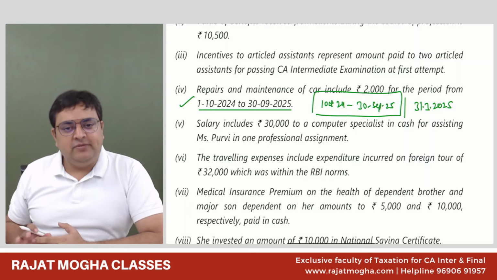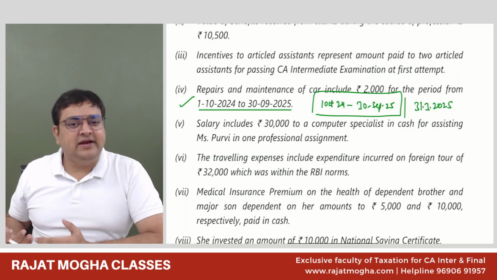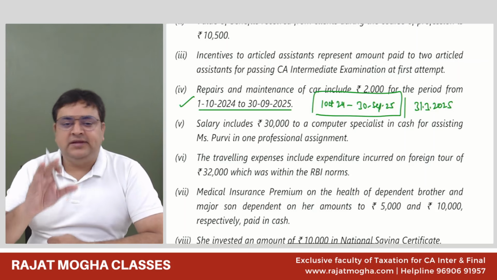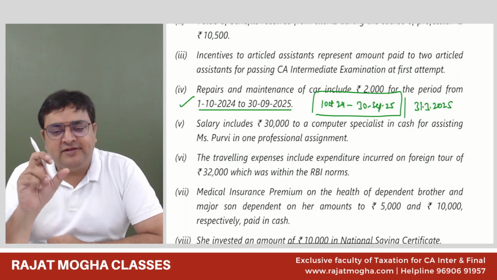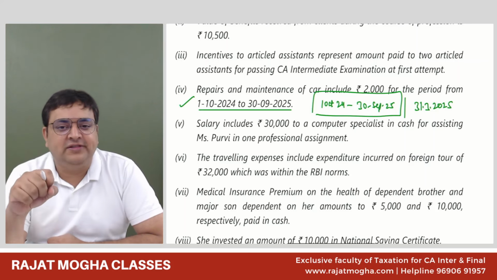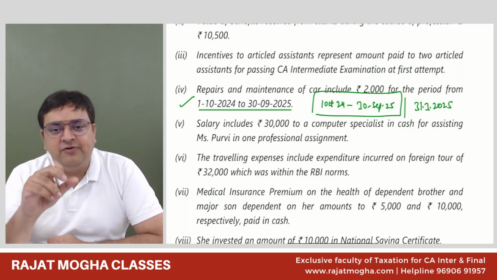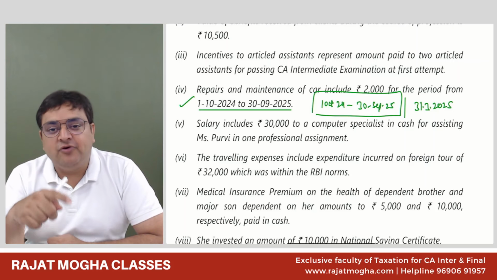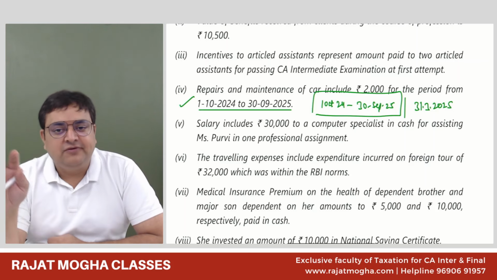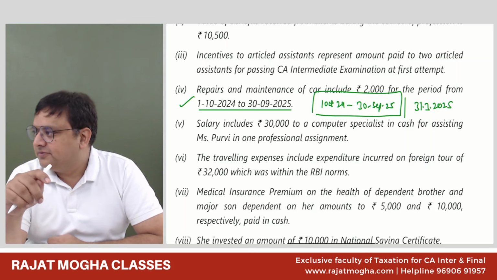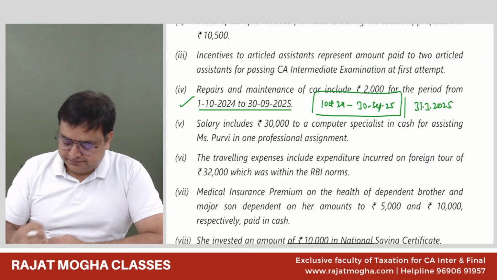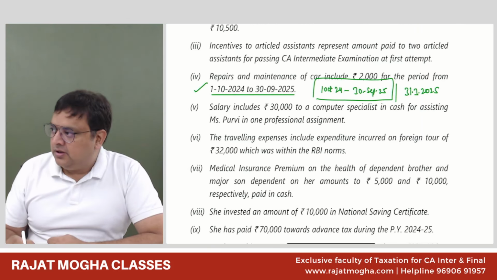Had it been accrual basis, and generally if the question is silent, we always assume accrual basis, then you are correct. Then we would have disallowed that 6 months expense of 1000 rupees. In that case, we would have added it. But since we are following cash basis, it is fully allowed. Everybody okay with this now? Yes, sir.